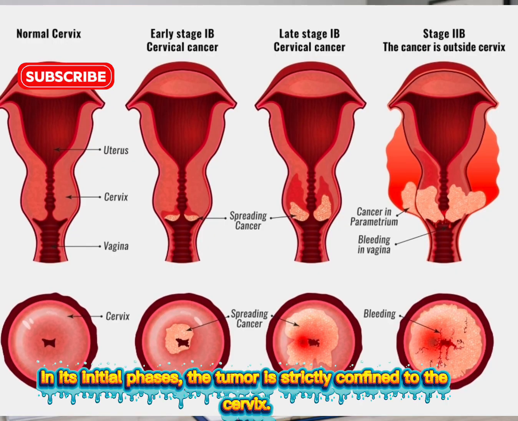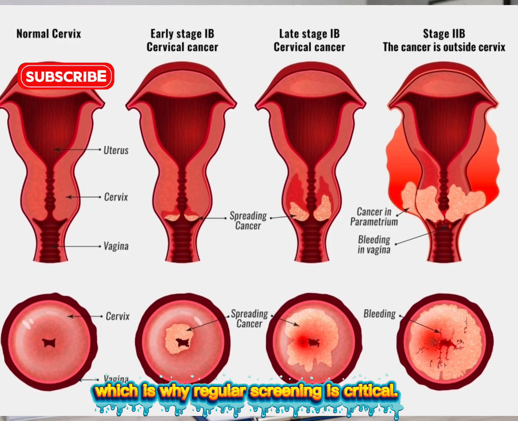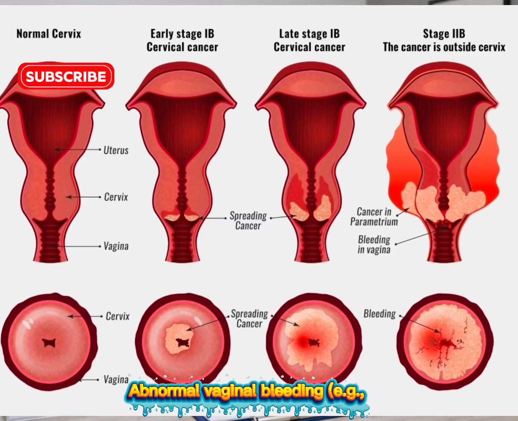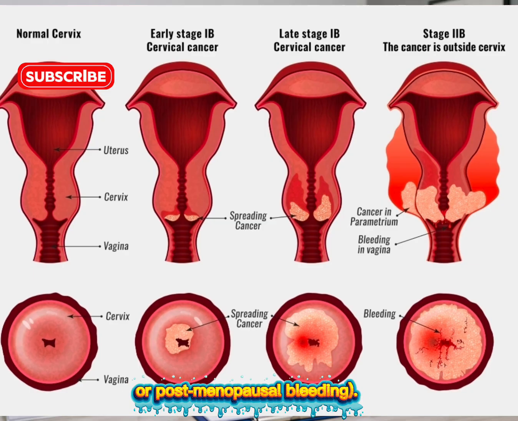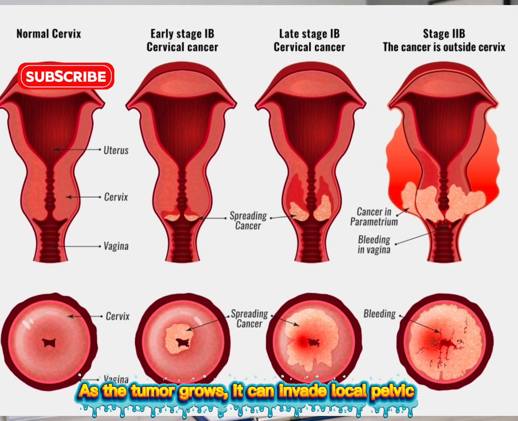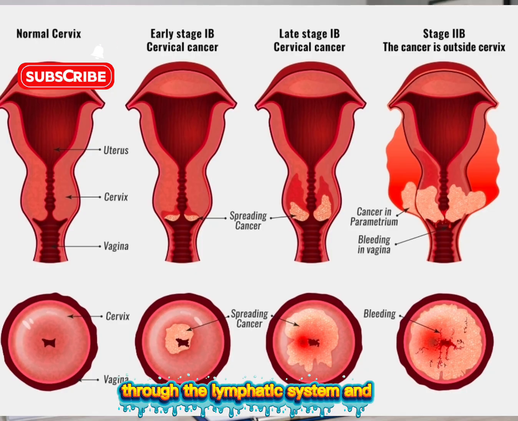Early stage. In its initial phases, the tumor is strictly confined to the cervix. Early-stage cervical cancer is frequently asymptomatic, which is why regular screening is critical. When symptoms do appear, they commonly include abnormal vaginal bleeding, e.g., postcoital, intermenstrual, or postmenopausal bleeding, unusual or persistent vaginal discharge.